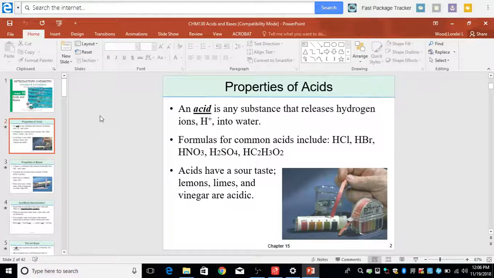If you wanted an operational definition for an acid, meaning how do you know you have an acid other than the formula? Well, they have a sour taste, like vinegar. Acetic acid is in pickles and salad dressing. That gives it the sour taste.